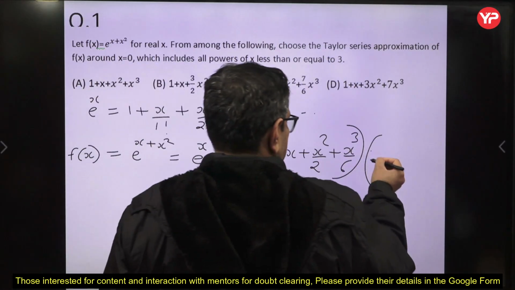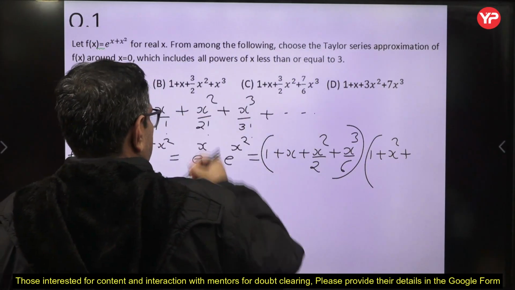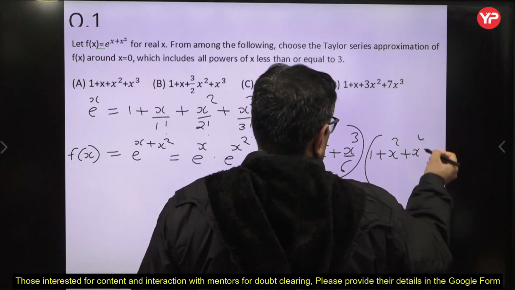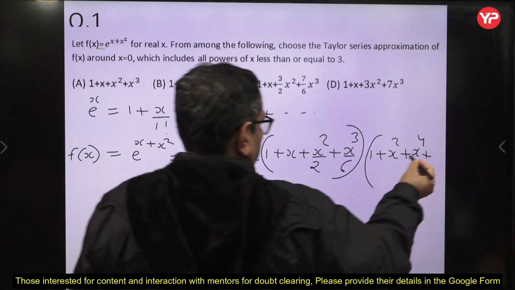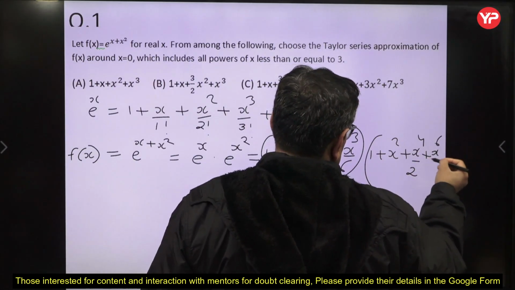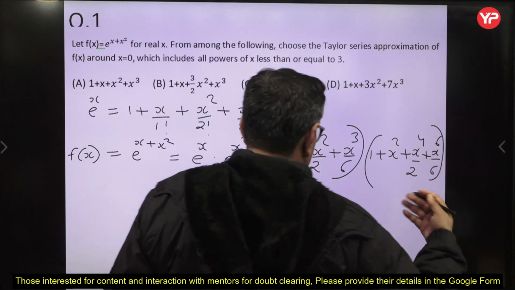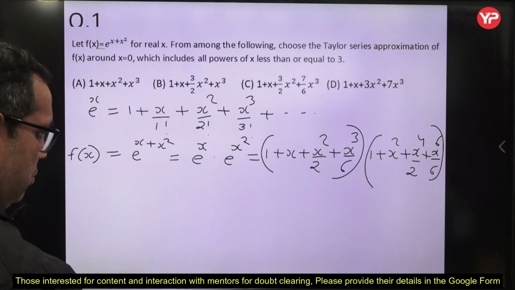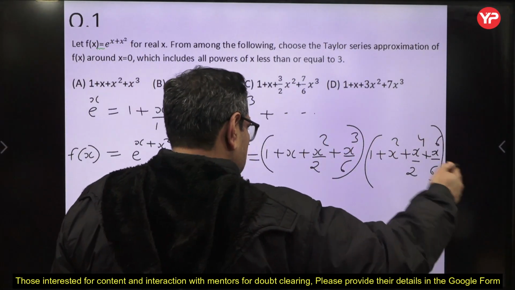So it is 1 plus x square plus x to the power 4 upon 2 factorial plus x to the power 6 upon 6 factorial. Now no need to write other powers, because we have to take powers up to 3 only. Remaining all terms will give power greater than 3, so leave them.